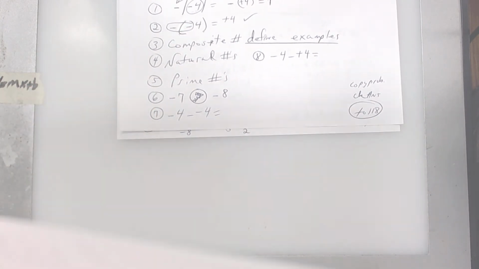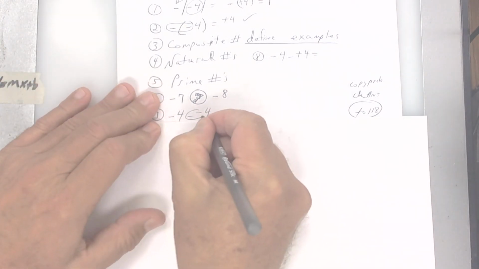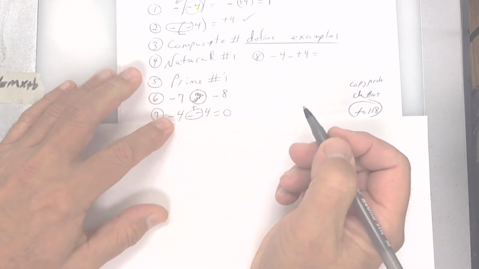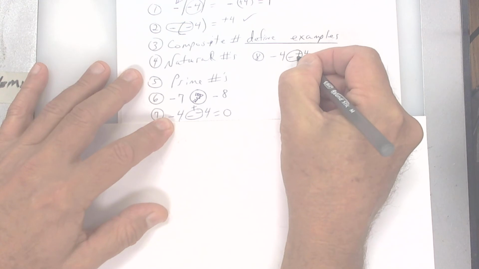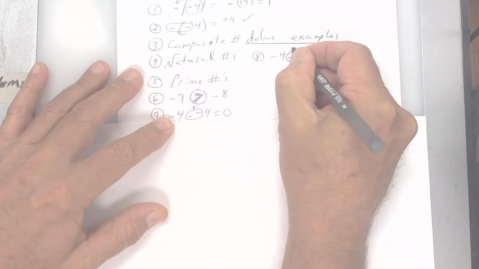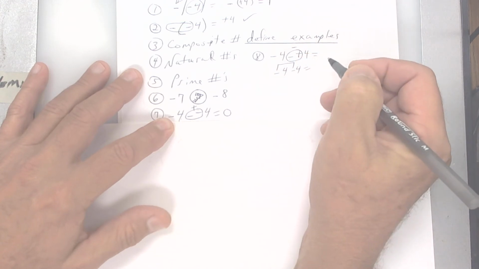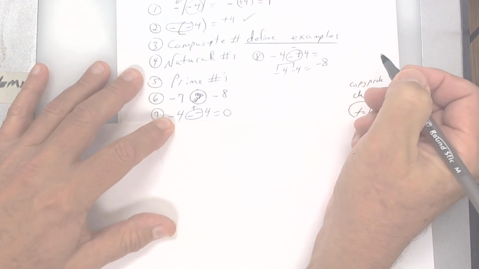This one right here is a double negative. A negative times a negative makes a positive. So a negative 4 plus 4 is 0. This one is a negative times a positive. If it's one negative, it's a negative. So now you have a negative 4 and a negative 4. If the signs are the same, you add them up and you get negative 8.